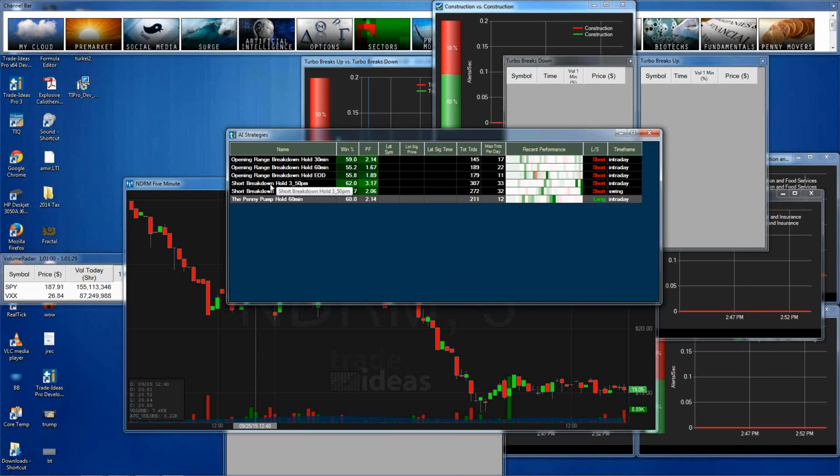So if we're looking at this window here, the short breakdown hold until the close, we're about 10 minutes before the close, that strategy is winning 62% of the time. Over the past 64 trading days, it's spitting out about 307 trades, which is about five trades a day on average. Some days it might not trade. When the conditions are right, it will trade. If the conditions are not right, you might have a day where there are no trades.